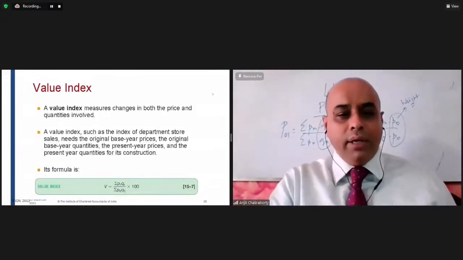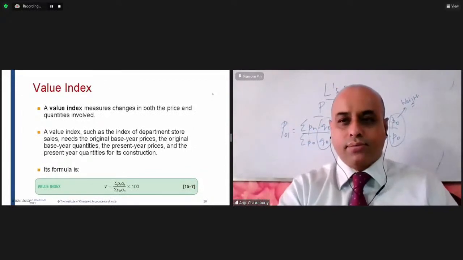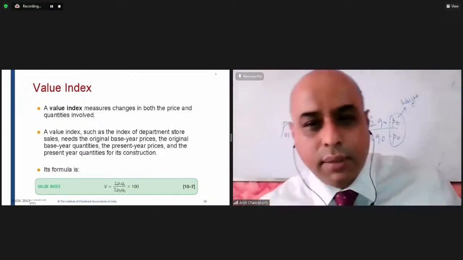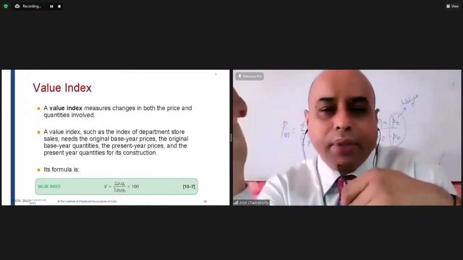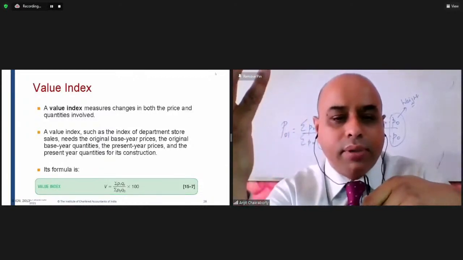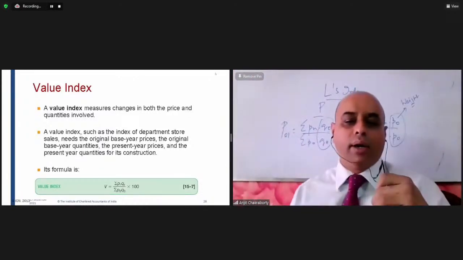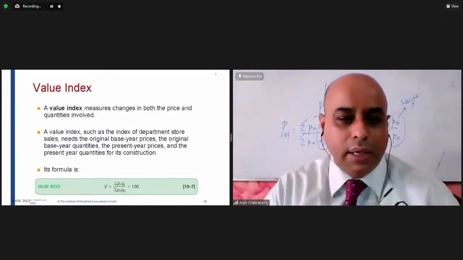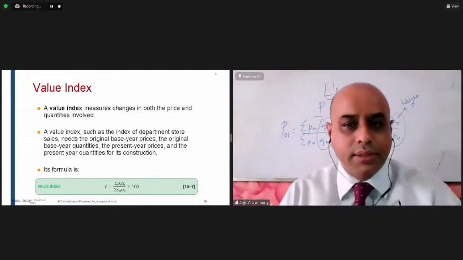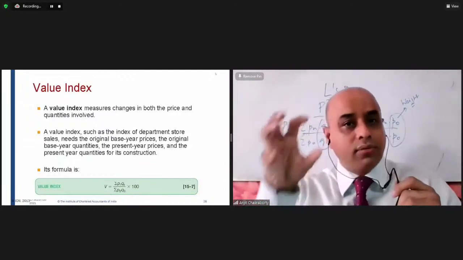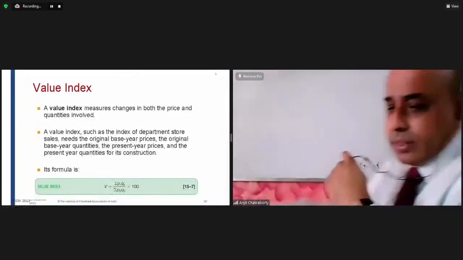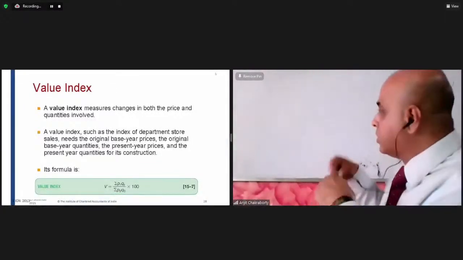Now we come to value index. Value index is a part of this chapter, and it is very similar to the index numbers we use for departmental stores. The formula is P1Q1 divided by P0Q0. Here, please note the weights are different. P1Q1 signifies the actual value in the current year, because P1 means the price in the current year, and Q1 is the quantity in the current year.